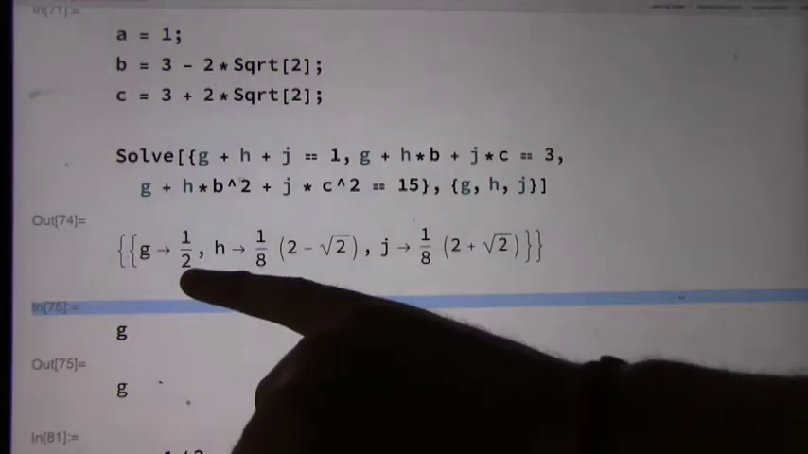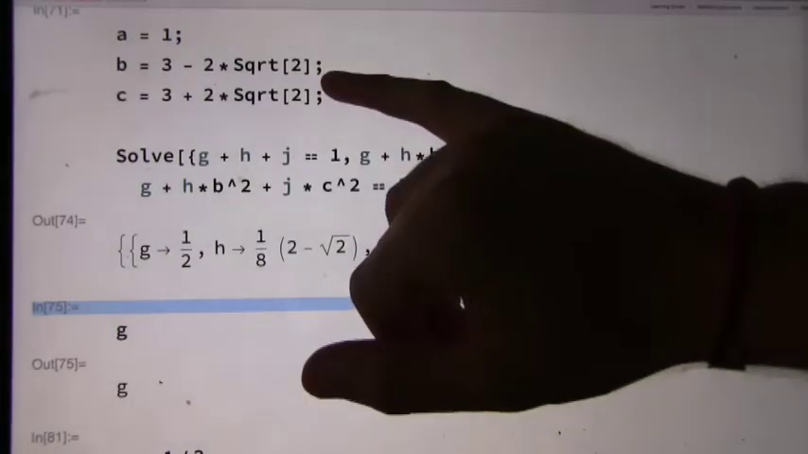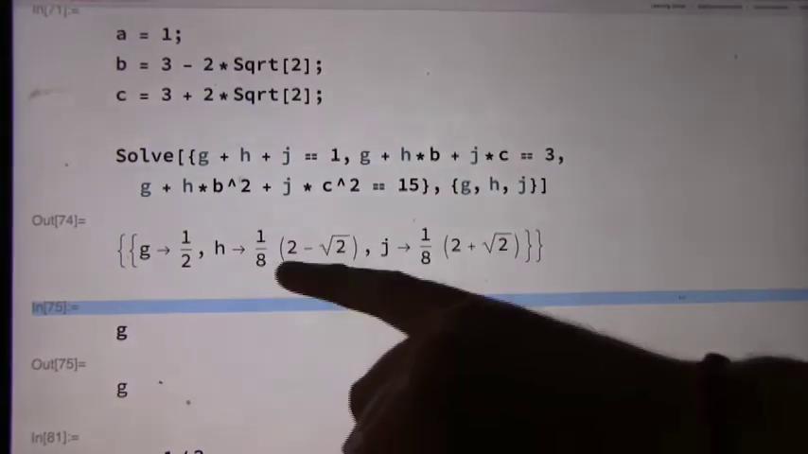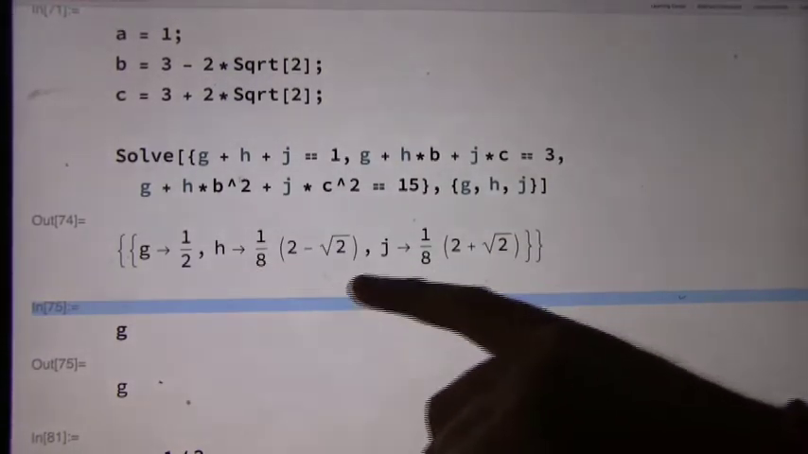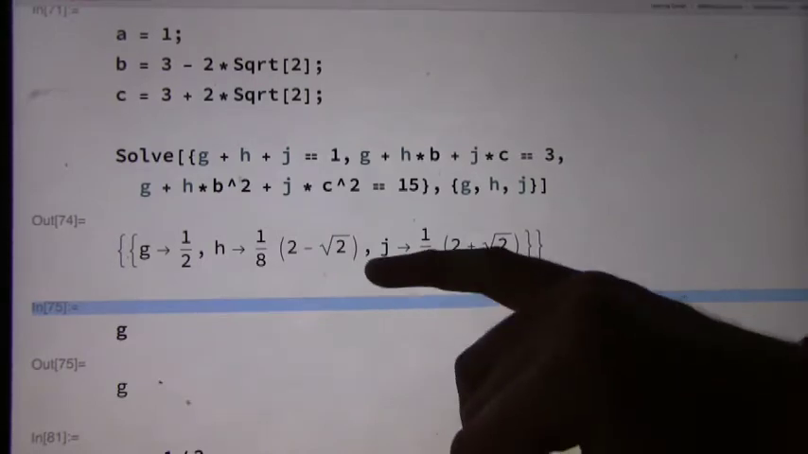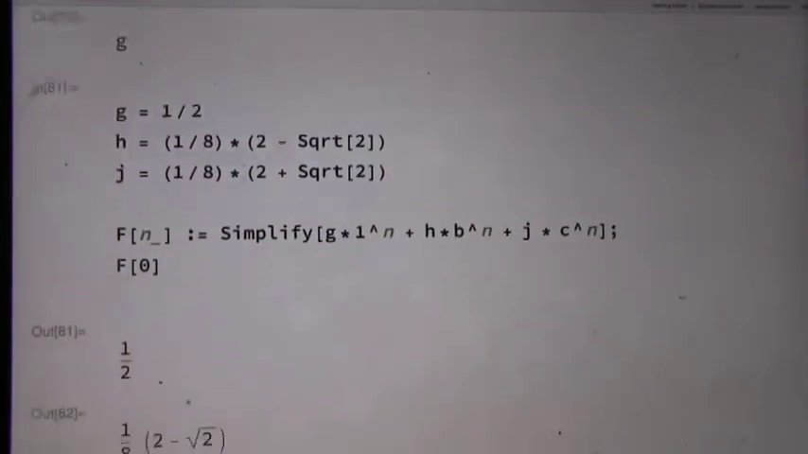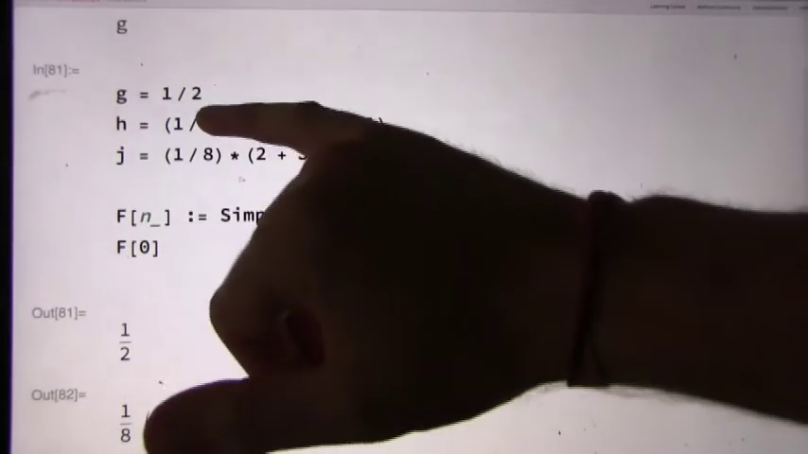So g was a half, so the 1 coefficient is a half. The h coefficient, which is times the 3 minus 2 root 2, is 1/8 times 2 minus root 2. And j was 1/8 times 2 plus root 2. So they were conjugates, just like you sort of thought they would be. So now I define those numbers as well.